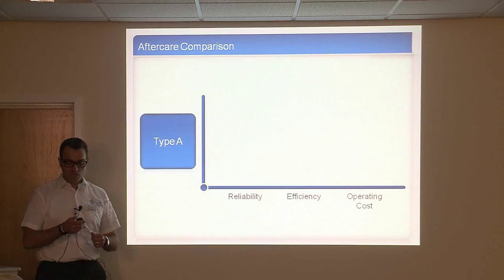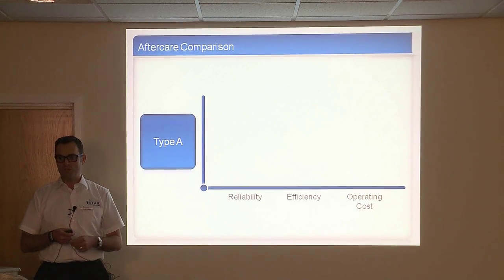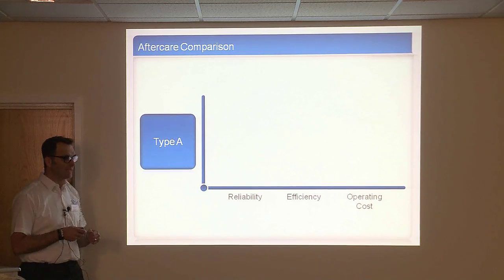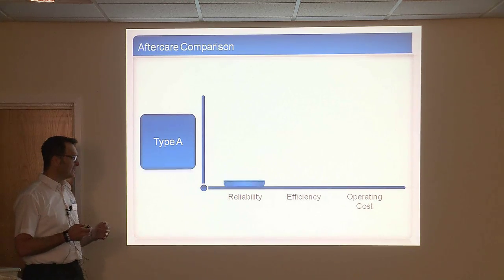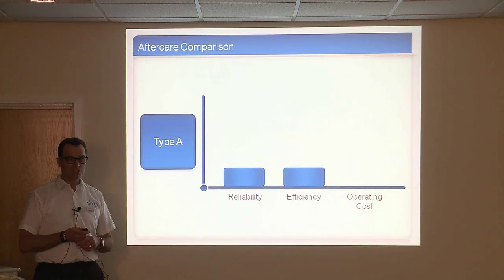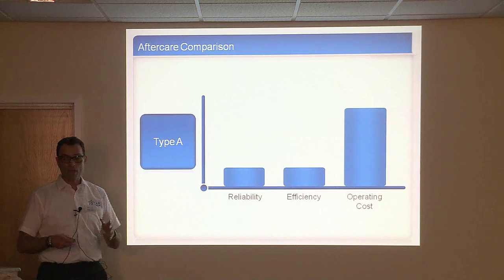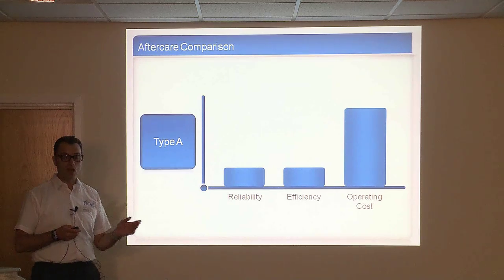So this is what we would call a type A maintenance or aftercare system. So this is what we would call a traditional maintenance system. So what have we got here? Well, we've got reasonable reliability, efficiency okay, total operating costs, again energy costs, breakdowns and so forth, quite high.